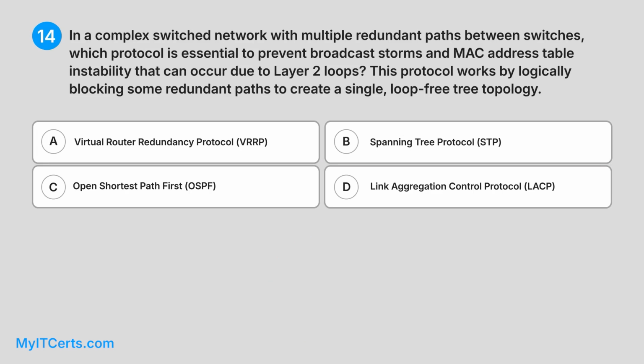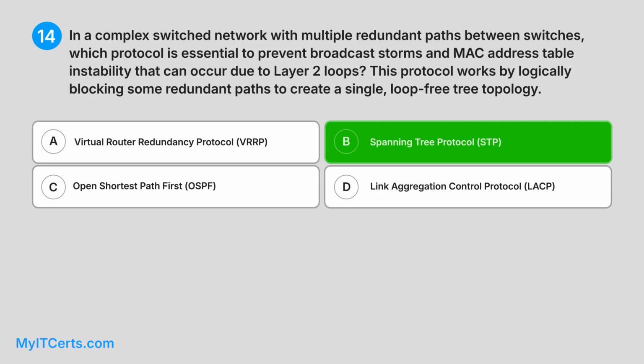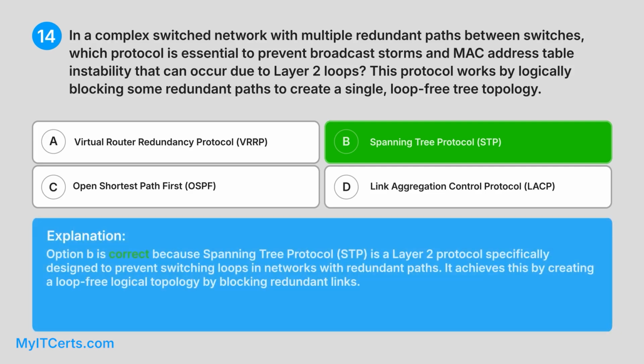Correct answer, B. Spanning Tree Protocol, STP. Explanation. Option B is correct because Spanning Tree Protocol, STP, is a Layer 2 protocol specifically designed to prevent switching loops in networks with redundant paths. It achieves this by creating a loop-free logical topology by blocking redundant links.